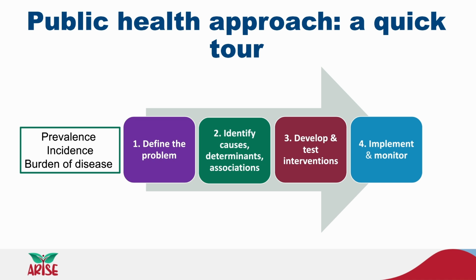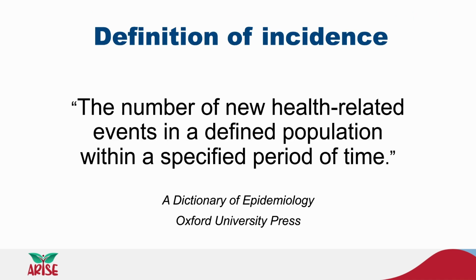Then we have incidence, another measure of the magnitude of the problem. Incidence is the number of new health-related events in a defined population within a specified period of time. So, if someone is diagnosed with dementia in a certain time frame, they contribute to the incidence figures. If someone was diagnosed with dementia previously and thus was an existing case, we don't count them in the incidence calculation.